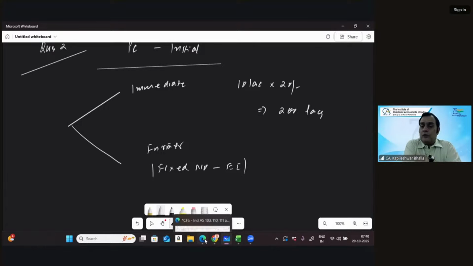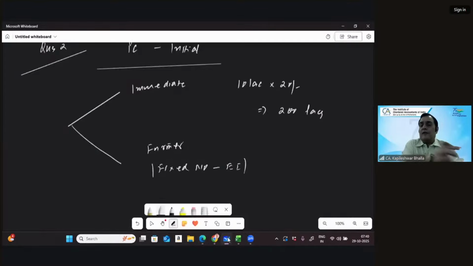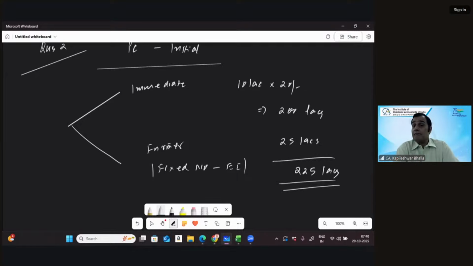Now let's go on to the further issue of shares. There is going to be a further issue of 2 lakh shares, and then it says in the para below that the management estimated that the fair value of the contingent consideration is 25 lakh. So we consider the fair value of the CC. So we can say the total purchase consideration works out at 225 lakhs. Simple and straight. We've taken the sum total of the shares immediately issued at the fair value, and we've also taken the CC at the fair value itself.